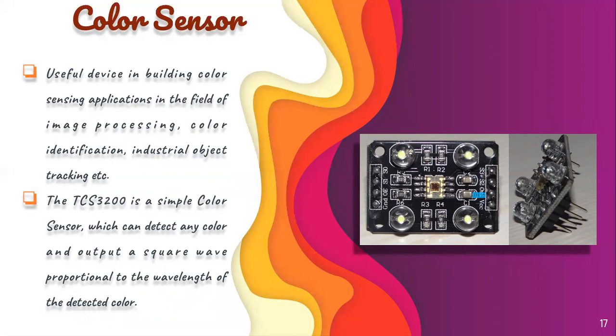It is used in building color sensing applications in the field of image processing, color identification, industrial object tracking, etc. The TCS 3200 is a simple color sensor which can detect any color and output a square wave proportional to the wavelength of the detected color. Next will be continued by Lakshya.